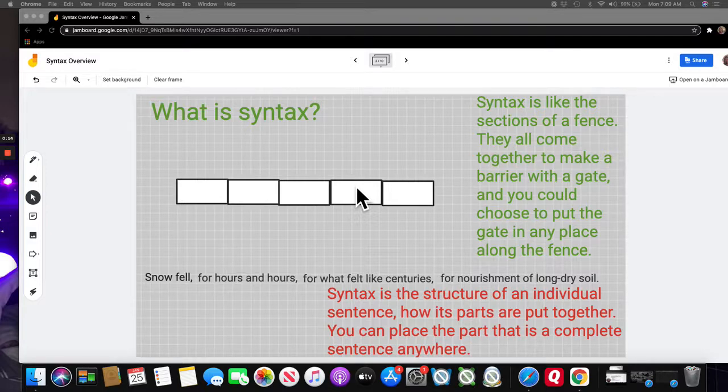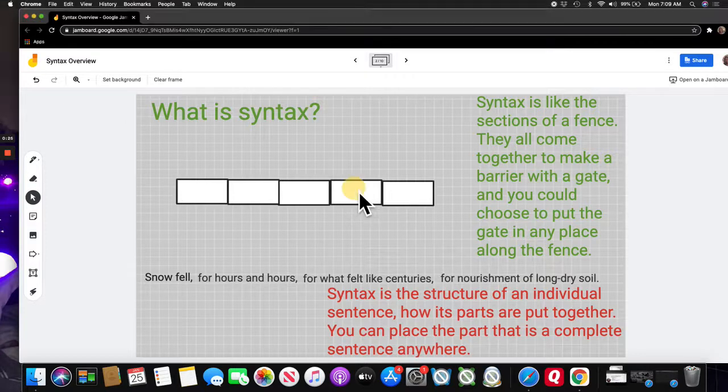So I want you to think about it like a fence. A fence has all these individual sections that you put in a row to put together, and you put a gate somewhere in that fence. I want you to imagine this is the gate, right? We could put this over here and move this section of the fence here, and it would still create a fence with an opening, a way to get out.